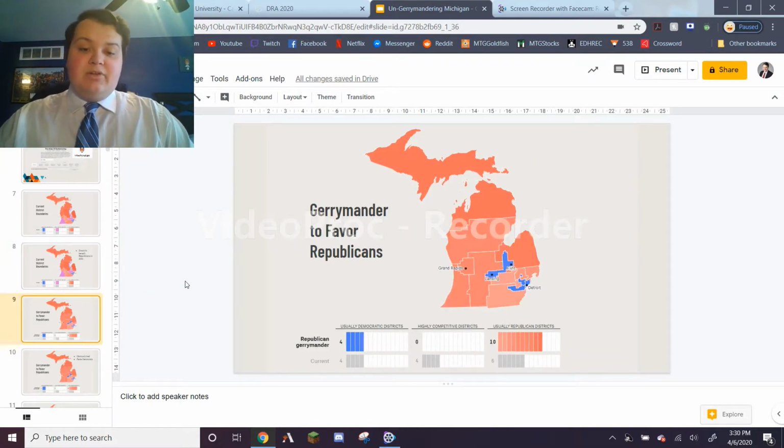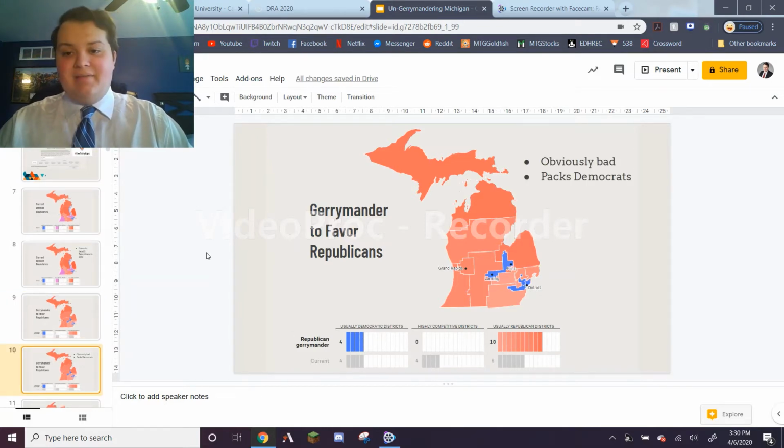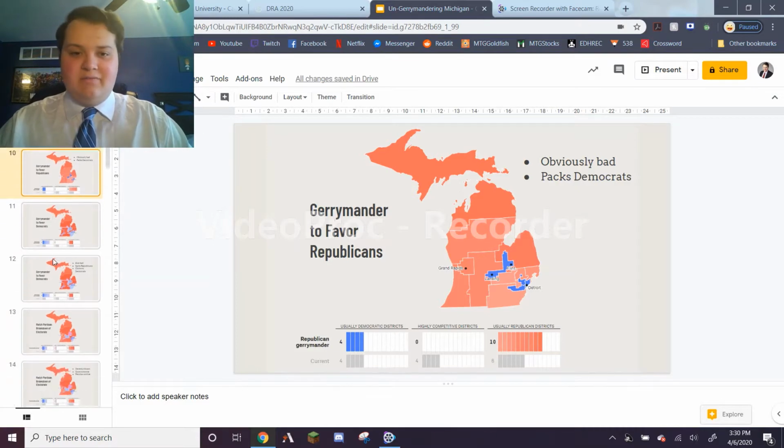The next to look at is a map that favors Republicans. So this is done by, like we talked about earlier, packing Democratic voters, like connecting the cities of Flint and Lansing through a very thin thread here, into a very strongly Democratic district. And having a few other strongly Democratic districts in the Detroit area, and then cracking the rest of the Democratic voters in the suburban communities and exurban communities to produce an overwhelming number of 10 Republican districts and 4 Democratic districts. Obviously, this is a bad method, and it packs Democrats in a way that's completely unfair.